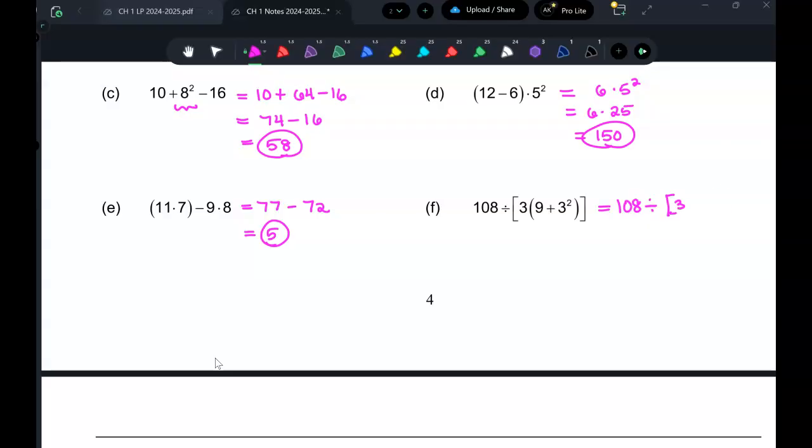And what can I do in the parentheses? The exponent. So that's going to be 9 plus 9. Okay. So again, I'm leaving everything else. Those are going to be taken care of later on because they're not as powerful as the exponent and the grouping symbols. Now, still going to leave the 108.